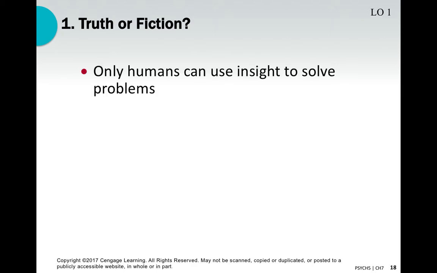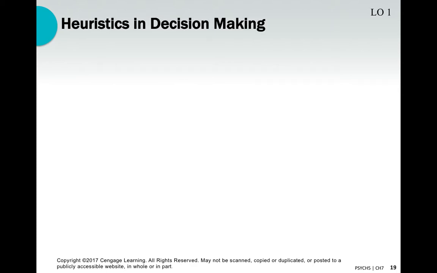Okay, first truth or fiction. Only humans can use insight to solve problems. What do you think? Pause the video. Okay, welcome back. You should have answered false because remember Bismarck from the previous example in figure 7.2. Bismarck used insight to solve the problem of getting food and did it quite well for being a rat and not being a human.